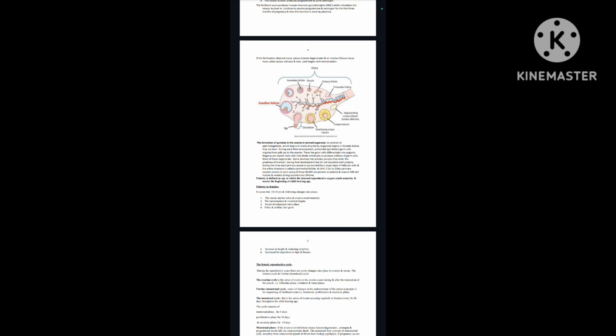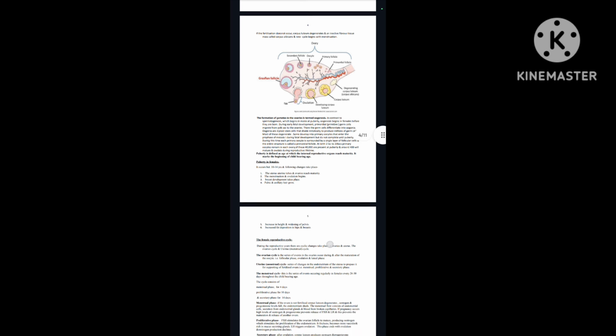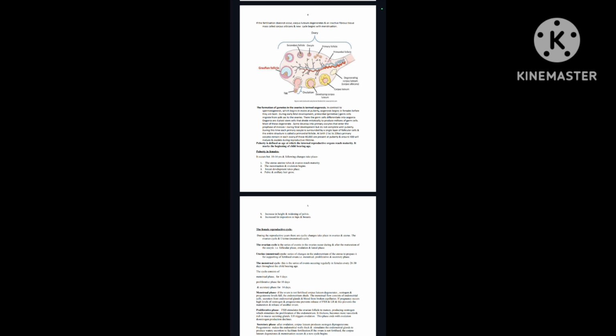During early fetal development, primordial germ cells migrate from the yolk sac to the ovaries. There, the germ cells differentiate into oogonia. Oogonia are diploid stem cells that divide mitotically to produce millions of germ cells. Most of these degenerate. Some develop into primary oocytes that enter the process of meiosis during fetal development, but do not complete it until puberty. During this time, each primary oocyte is surrounded by a single layer of follicle cells. The entire structure is called a primordial follicle.